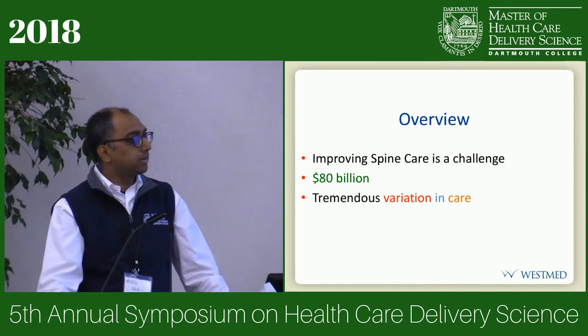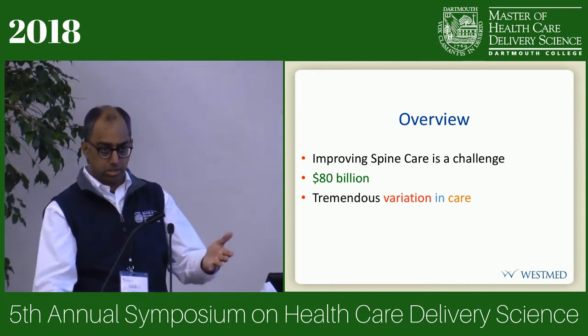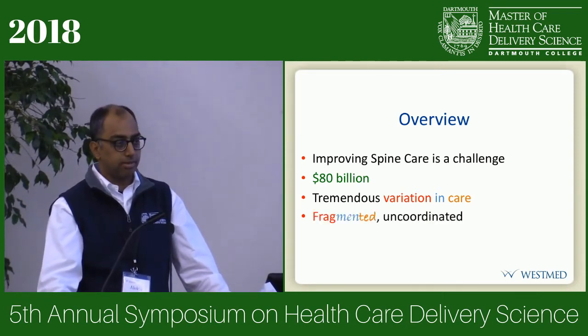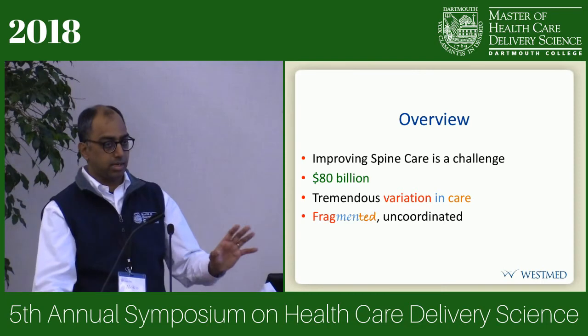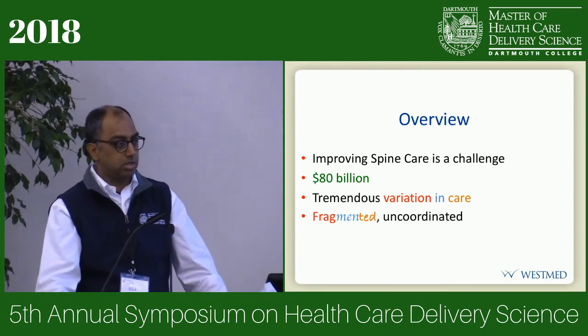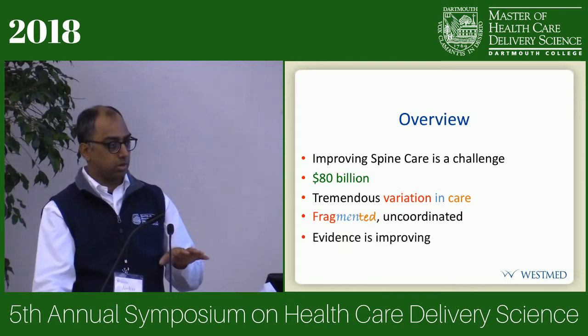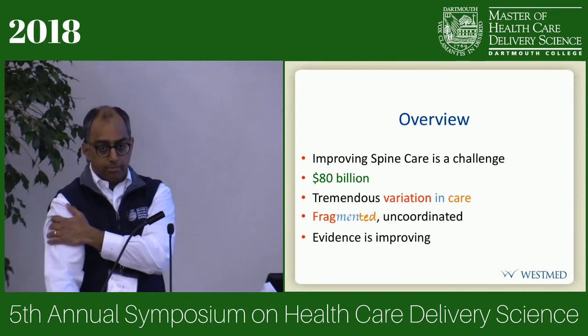And as I said earlier, part of the problem is that there's tremendous variation in care. And a lot of researchers here at Dartmouth helped us understand that. But beyond the variation pieces, of course, there's a lot of fragmentation, uncoordination. So you can see that it's a very big challenge to solve. But serving on a lot of national committees now, I could tell you that we're working really hard to improve the evidence and get rid of the variation and the fragmentation.